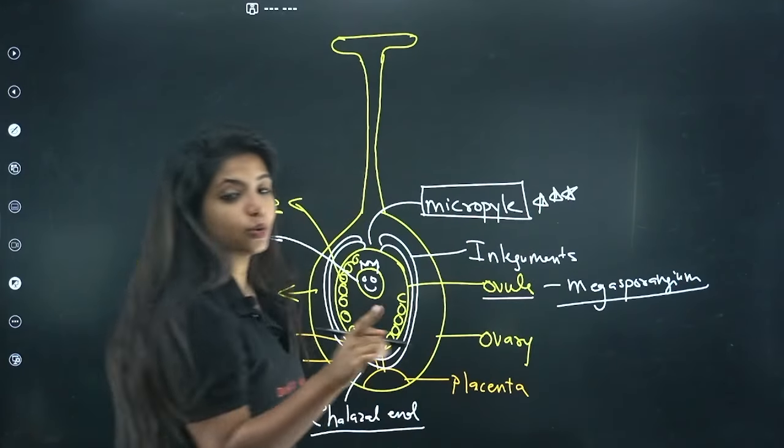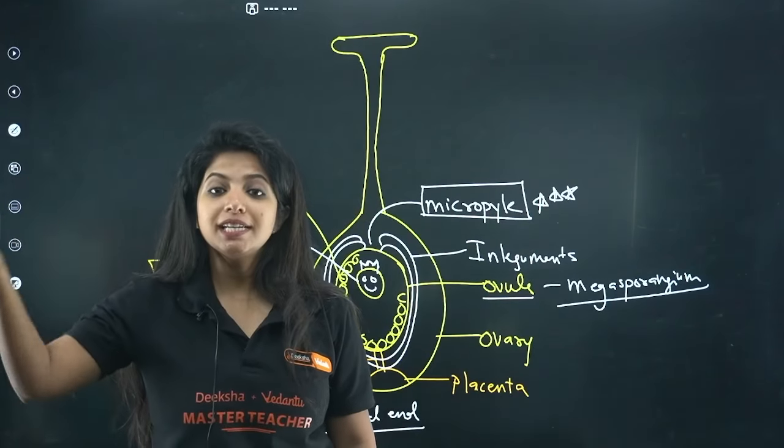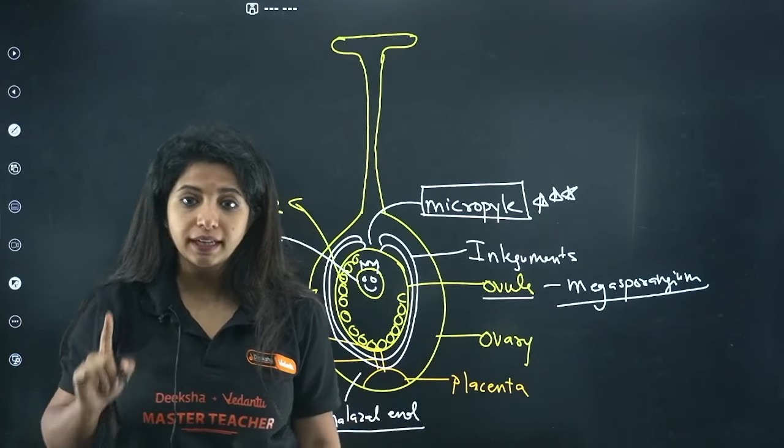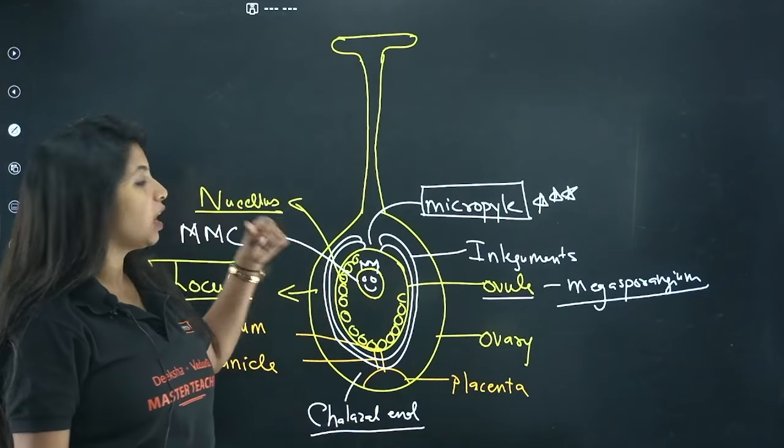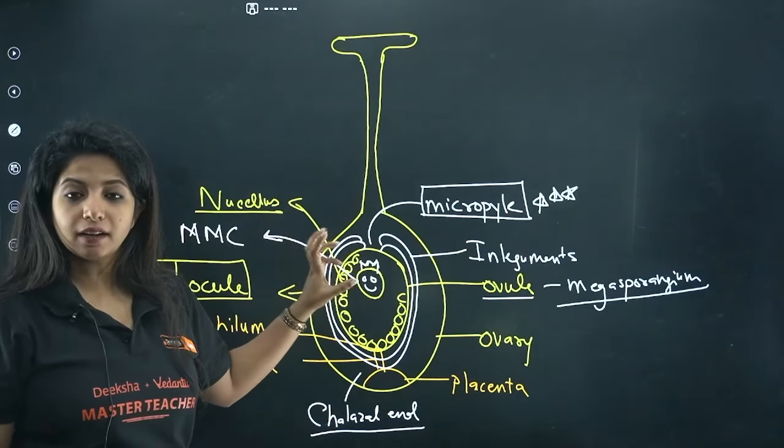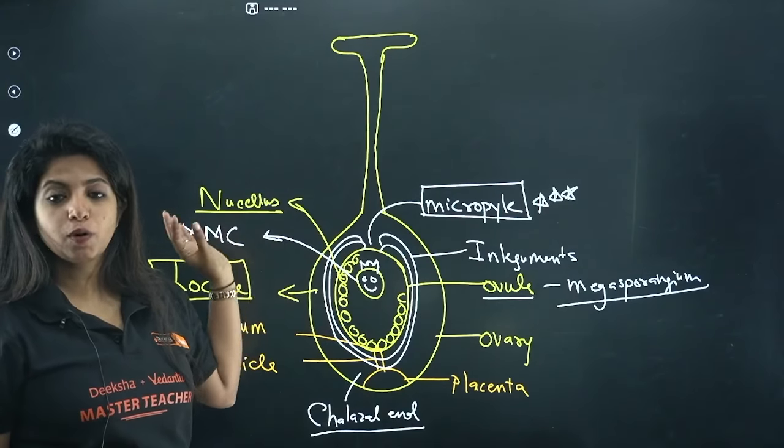Megasporangium. So there also, what did you have? You had Microsporangium. Inside the Microsporangium, we had sporogenous tissue, right? Here inside the Megasporangium, you have what? Cells of the nucellus. And inside that, basically one cell will be there that is known as Megaspore mother cell.